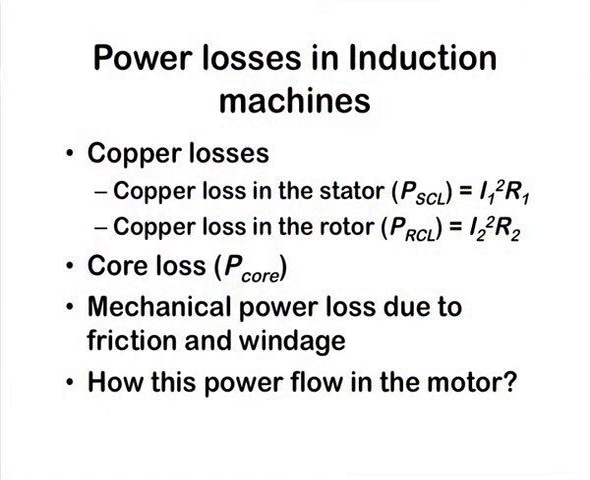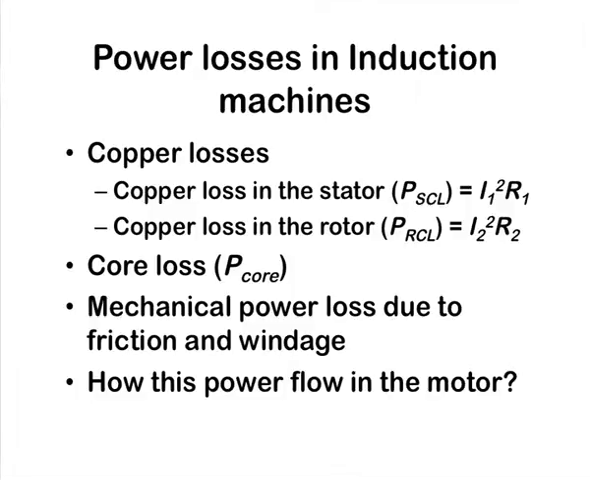Now, after drawing the equivalent circuit, we come to the different power losses in the induction machine. Three types of losses are there. First is the copper losses. Definitely the copper loss is due to the windings. Two types of windings are there, the stator winding and the rotor winding, and therefore there will be stator copper loss and rotor copper loss. The stator copper loss is given as I1 square R1 and the rotor copper loss is given as I2 square R2.